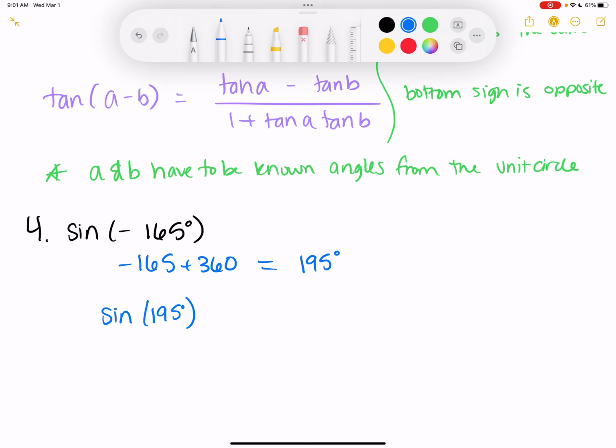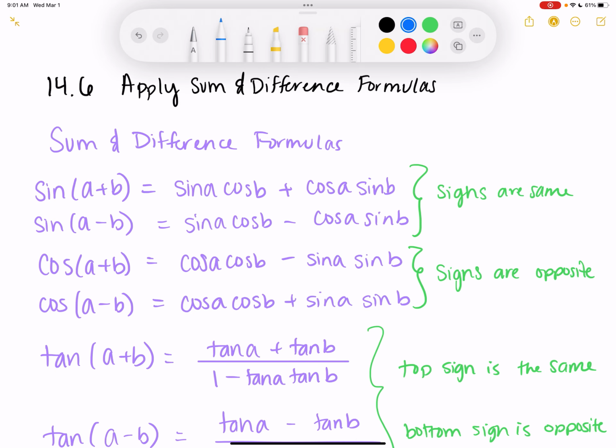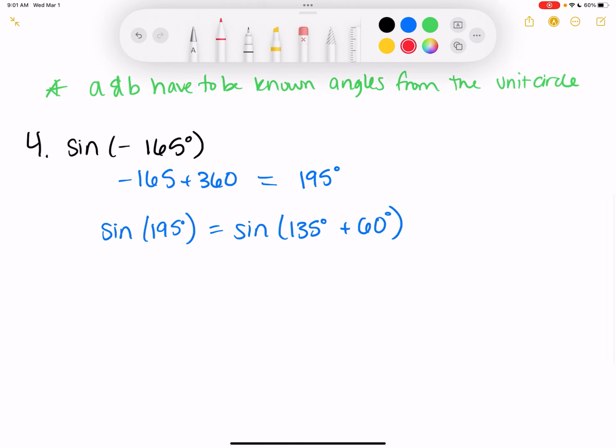135 and 60. Yep, that's good. Let's do that. So we write this as the sine of 135 plus 60. Then we use the formula, so I'm going to go back up and look. Sine of a sum is sine times cosine, and then the same thing with cosine and sine. So this is going to be the sine of 135 cosine of 60 plus cosine of 135 sine of 60.